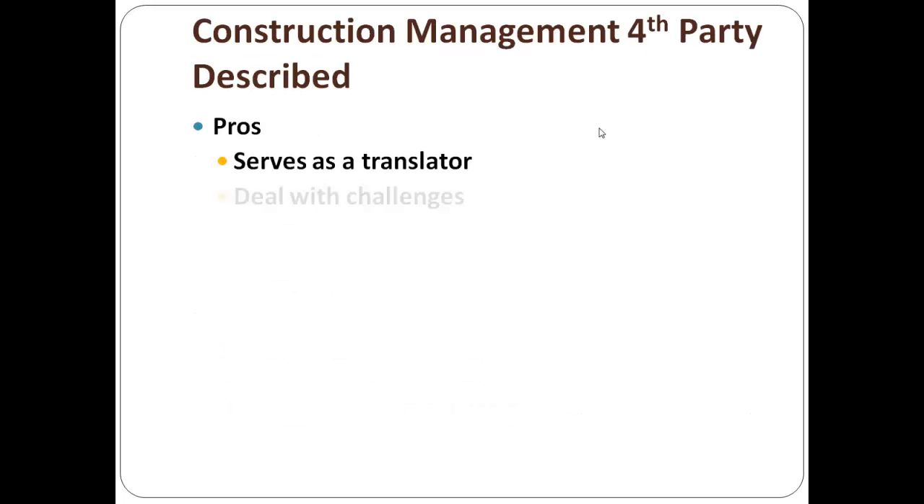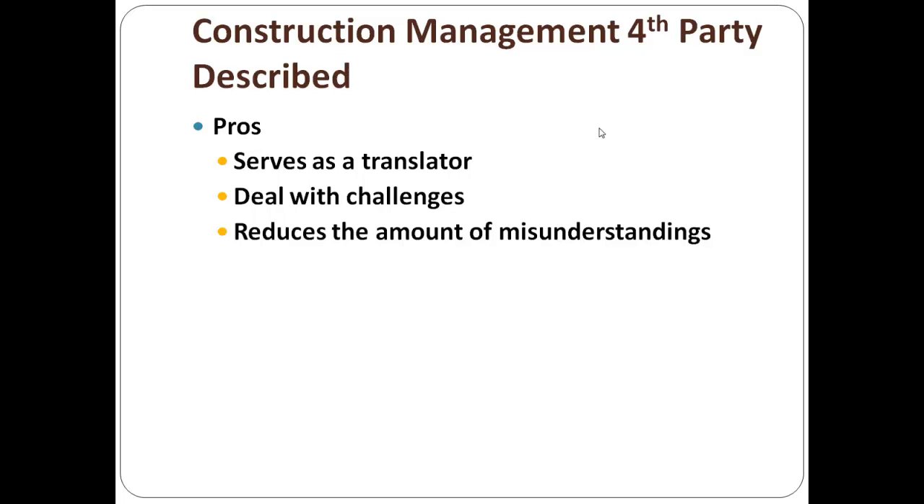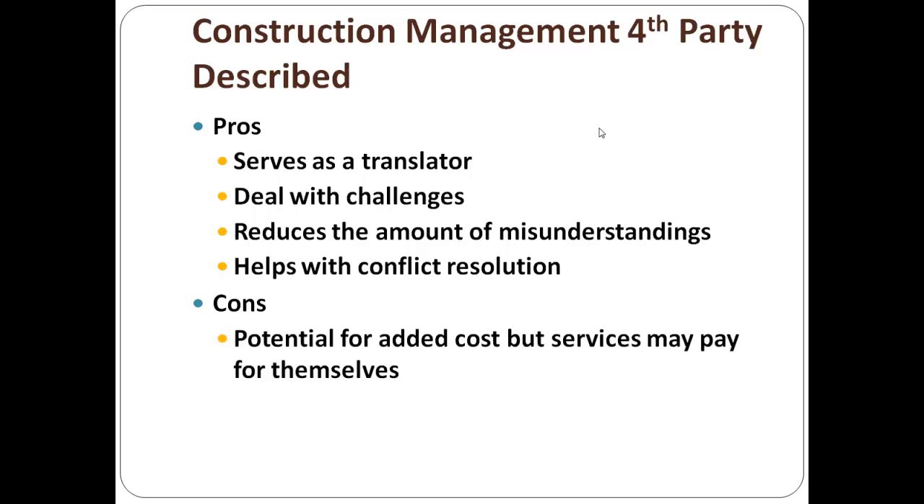So he serves as a translator to deal with the challenges that come with any building project, that reduces the amount of misunderstandings, that helps with conflict resolution. Some of the negatives to a construction management fourth-party delivery system is the potential for added cost, but services may pay for themselves. So there is potential for added cost. He has a fee that goes along and on top of the designers, the architect, engineers, and all the other players that may be a part of the design, the consultants, interior designer, audiovisual lighting, acoustical designers.